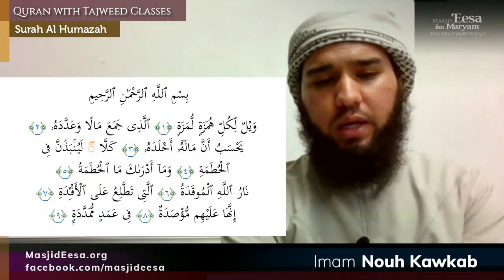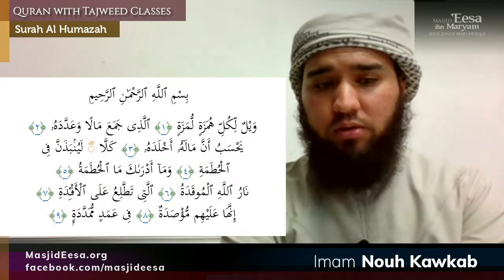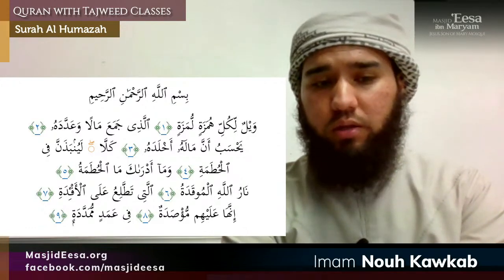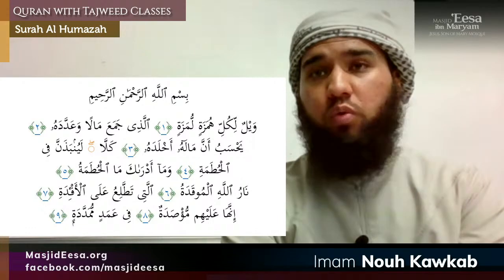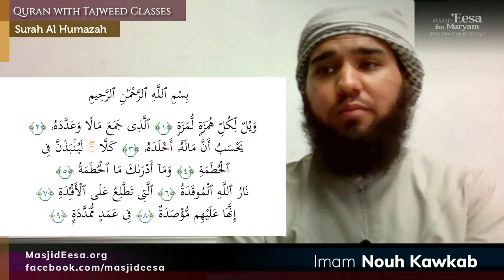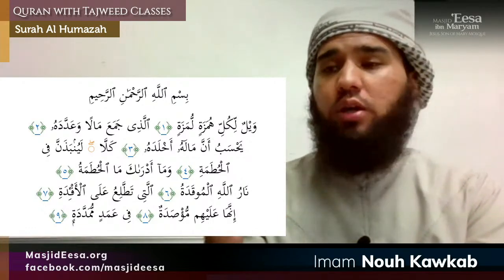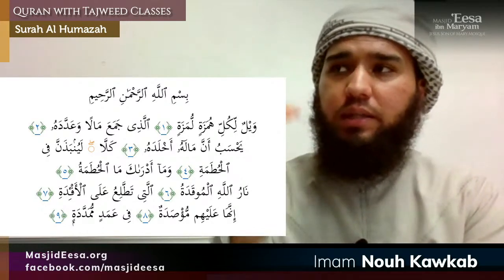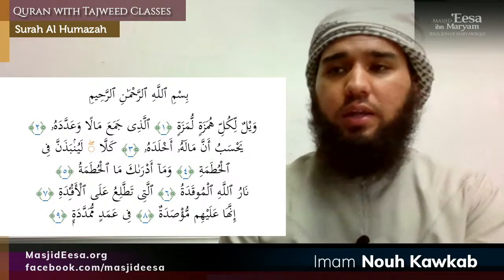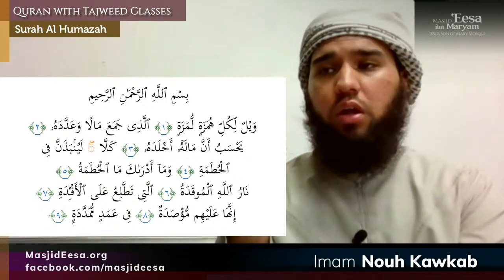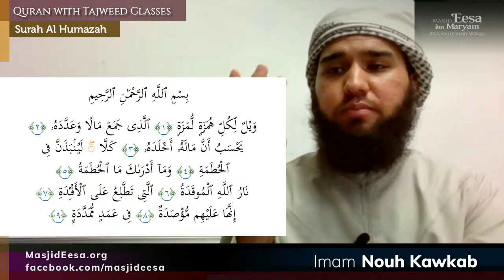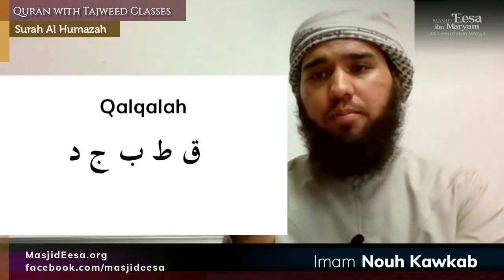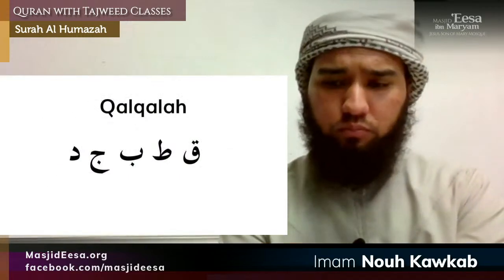وَمَا أَدْ. We have dal sakin, so we have qalqala. Whenever we have dal with a sukoon, we do qalqala on it. Qalqala means we bounce on it. Ad, not ad, but ad. And the qalqala letters are 5: qaf, ta, ba, jim, dal.